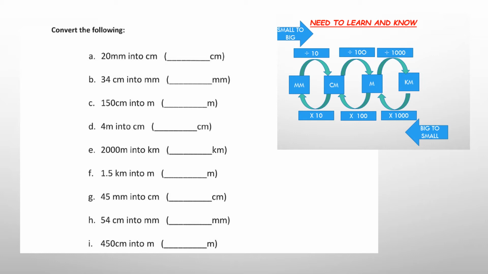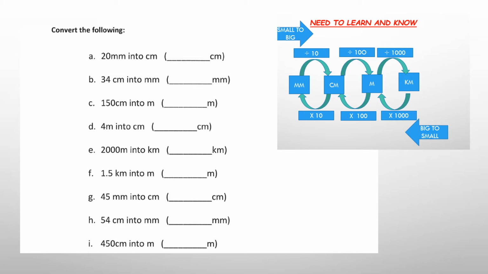So 20 divided by 10 is 2 centimetres. 34 centimetres into millimetres, centimetres to millimetres, it's big to small, so we multiply by 10. So 34 centimetres multiplied by 10 is going to give you 340 millimetres.